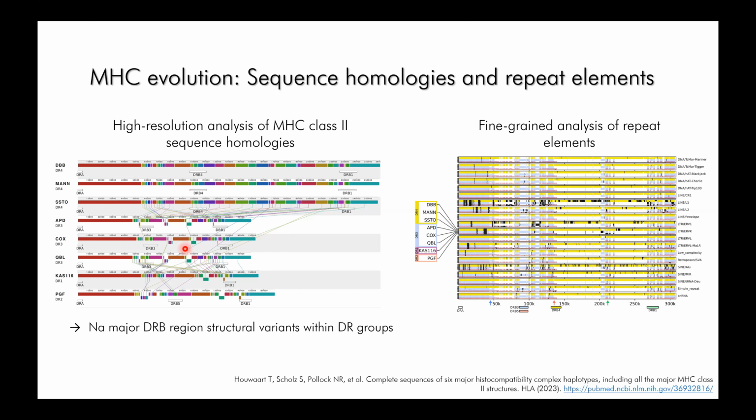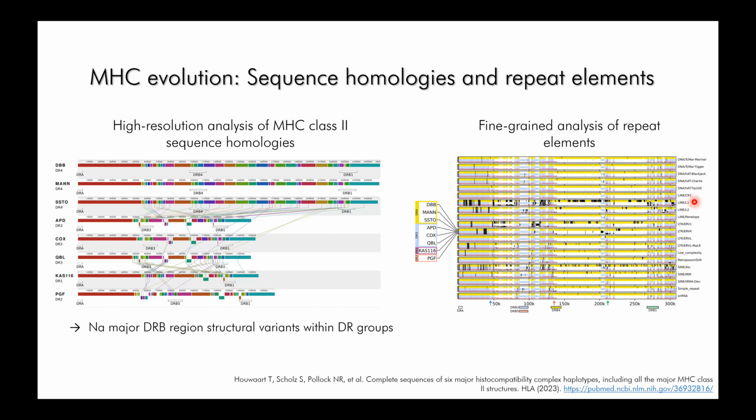Another thing that you can do is carry out a fine-grained analysis of repeat elements. Again, that plot shows you the MHC class 2 region, and each of these panels shows you the distribution of repeat elements for the different haplotypes that we analyzed. Within each panel, you have basically one little line for each haplotype. And whenever the repeat element is present, that indicates that at that position in the haplotype, that particular repeat element, that LINE-1 element, is present.